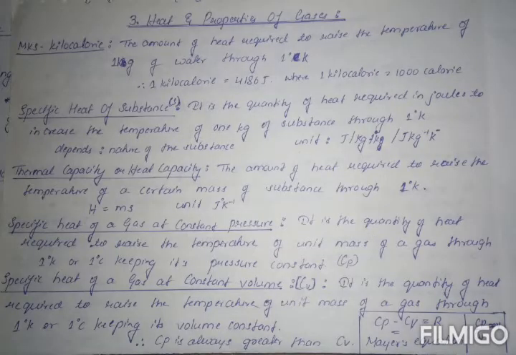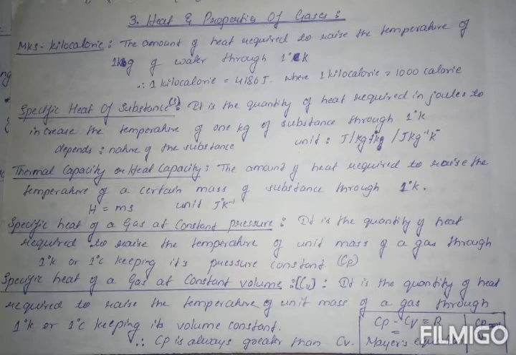Then what do you mean by specific heat of a substance? It is indicated as S, and it is the quantity of heat required in joules to increase the temperature of 1 kg of substance through 1 degree Kelvin. It means taking 1 kg of substance and supplying heat in the form of joules to increase the temperature. When it reaches 1 degree Kelvin, then it is called the specific heat of the substance. It depends on the nature of the substance and the unit is joule per kg per Kelvin.